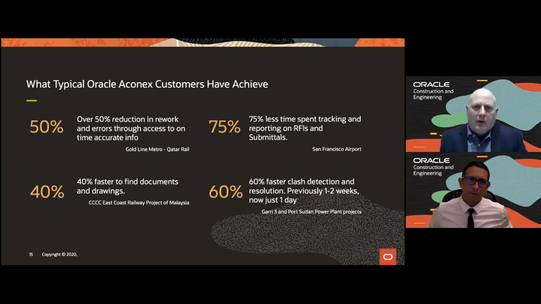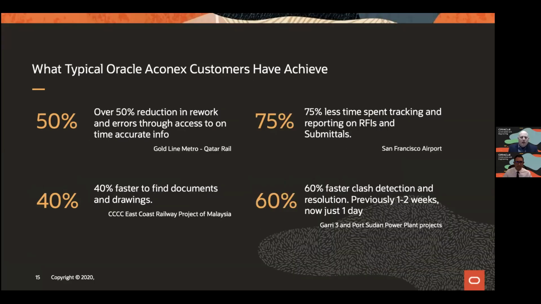But now if you have a common data environment, everybody collaborates and we can actually track the design and delivery. There's big benefits in terms of reduction in rework. The second one is the ability to find documents and drawings faster.